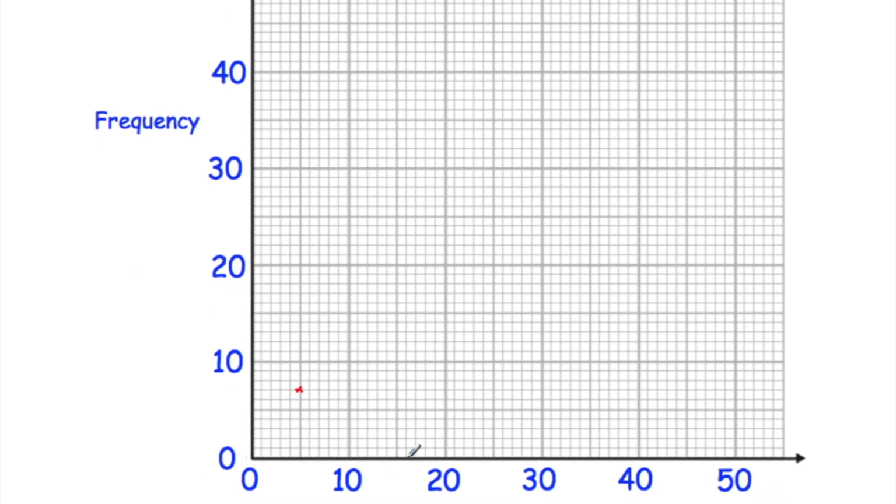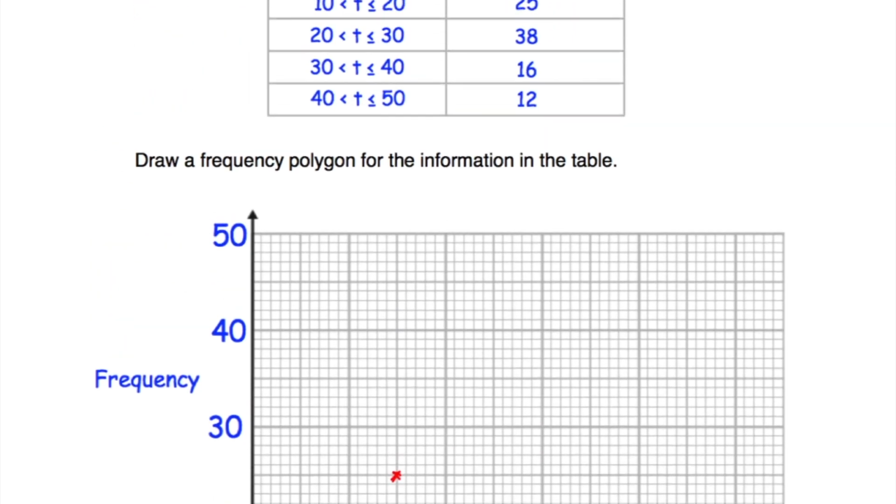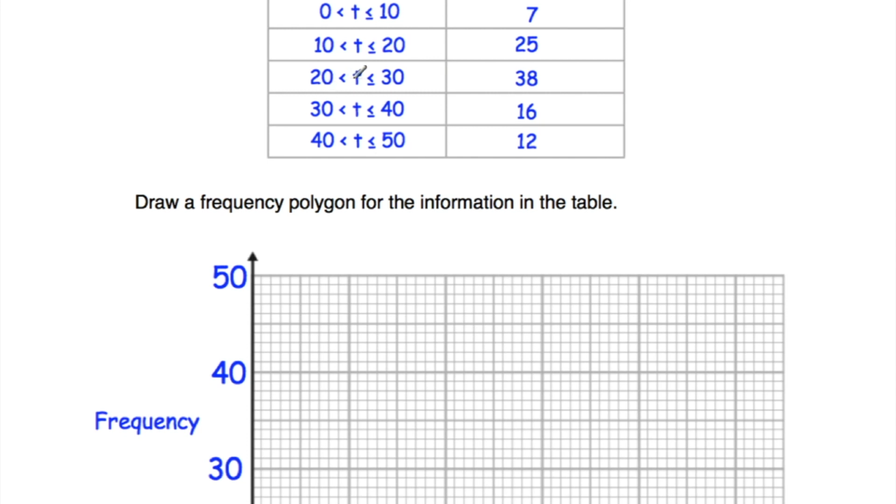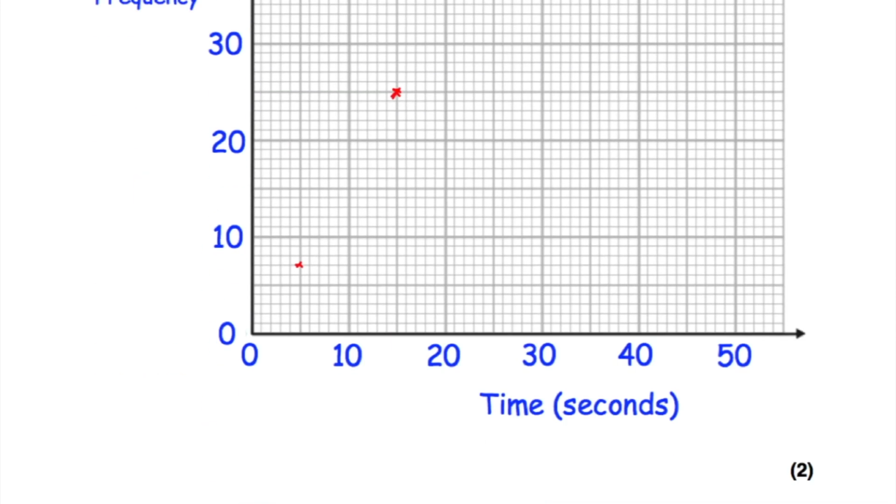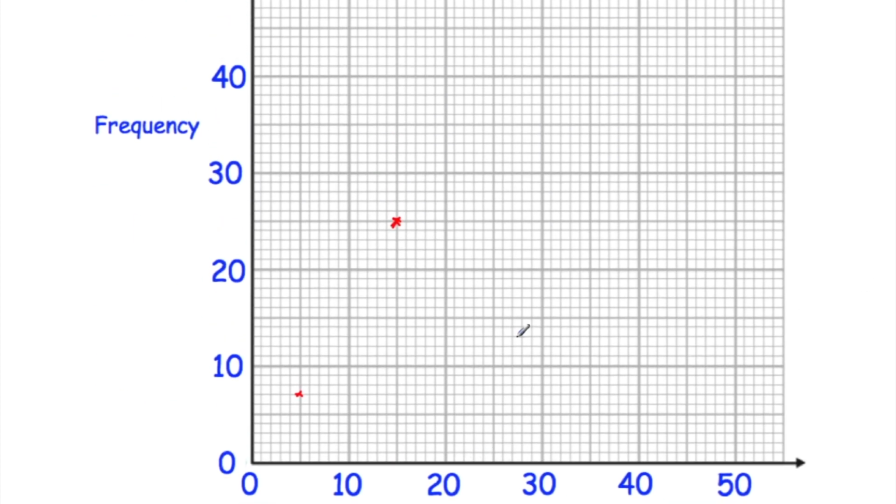Our next point is 15 across and 25 up. So 15 across and 25 up will be there. Next is 25 across and 38 up. So 25 across, 38 up will be 2 below 40. So there.